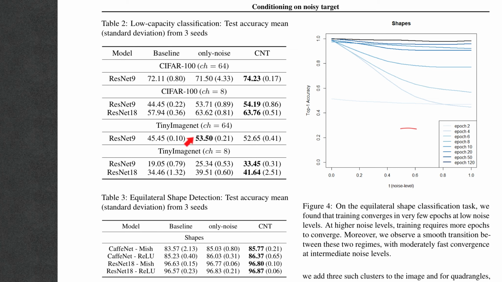For the case of Tiny ImageNet, only noise seems to be better. So all in all, generally CNT seems to be the better approach. For the equilateral shape detection also, you could see that CNT is sort of consistently better than the others.